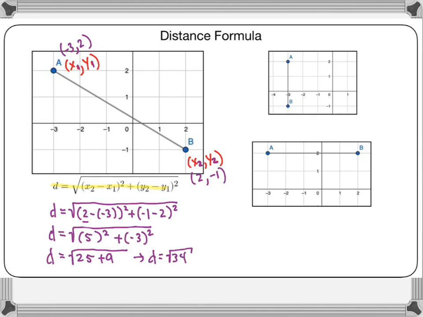We can try to break that down, but the only two factors of 34 are 2 and 17, so I can't break that down anymore.